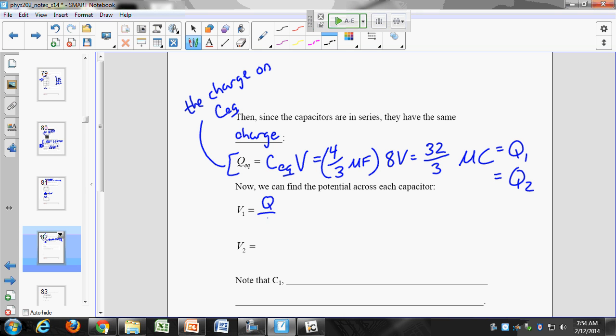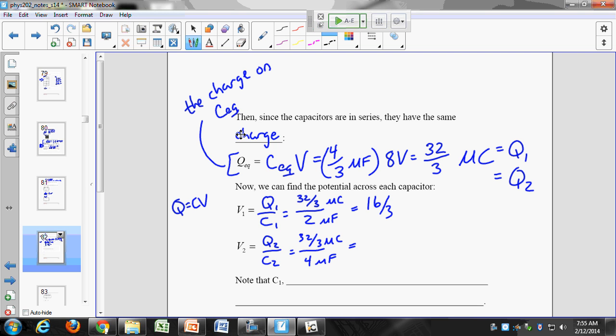V is equal to Q over C. Remember, this comes from our definition Q is equal to CV, so I'm just solving that for V. That's going to be Q1 over C1, which is going to be 32/3 divided by C1, which was 2, I think, right? And this is going to be Q2 over C2, which is 32/3 over 4. This is in microcoulombs over microfarads. Notice the micros cancel out and just leave me with volts. That's 16/3 and 8/3.